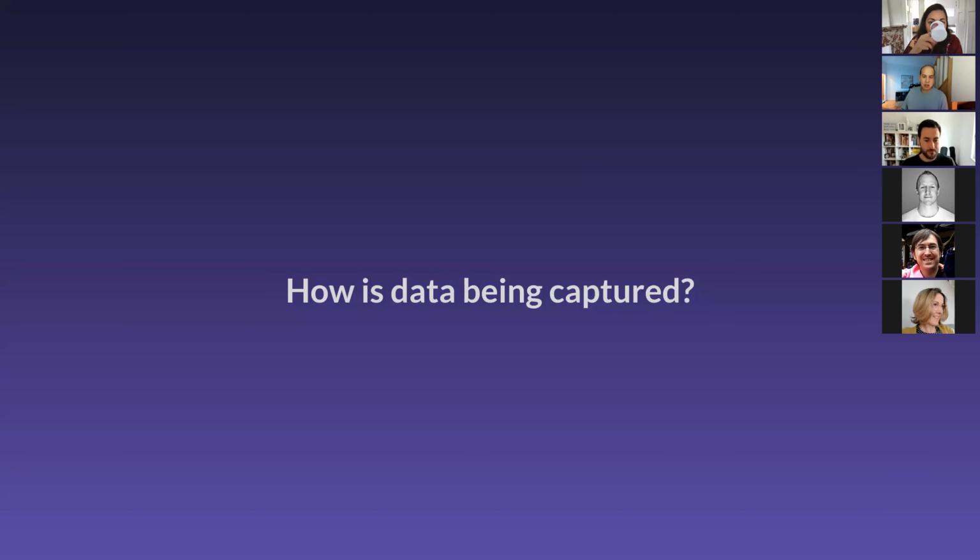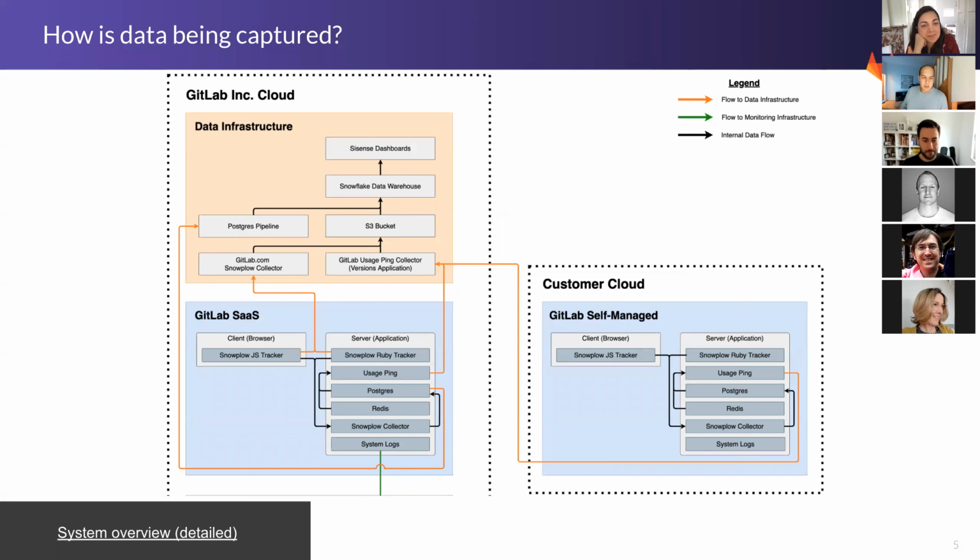So how is data being captured right now at GitLab? If you go into our documentation, you can find this diagram of how data is being captured. All I was exposed to was Sisense dashboards, so that's all I really knew, and I was just trying to make queries from there. I didn't know there was a whole system behind how this actually worked.